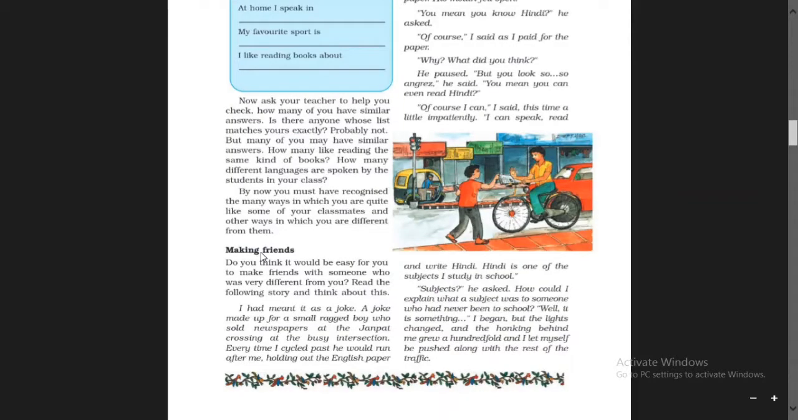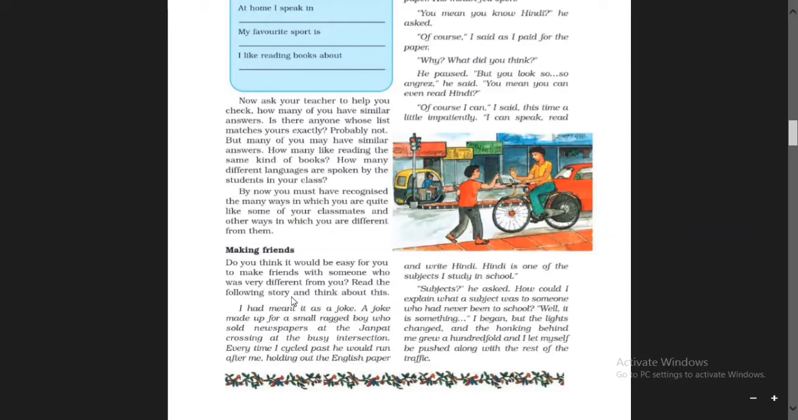So, I think by now you must have recognized, you have identified the different ways in which you are quite like some of your classmates, means class friends, those who are studying with you, and other ways in which you are different from them. Making friends, do you think it would be easy for you to make friends with someone who was very different from you? Do you think so?